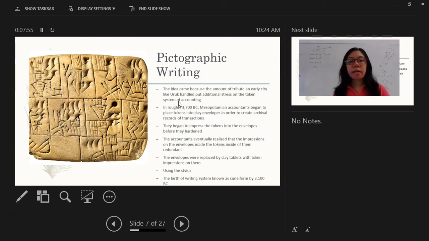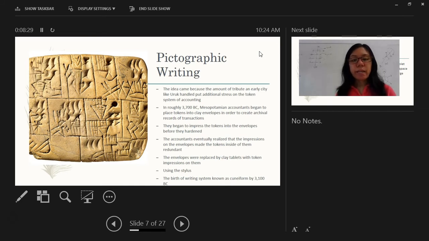So the next is they developed the pictographic writing. This idea came because the amount of tribute an early city like Uruk handled put additional stress on the token system of accounting. So in roughly 3,700 BC, Mesopotamian accountants began to place tokens into clay envelopes in order to create archival records of transactions. But it was not convenient because the accountants couldn't learn what they contained without breaking them.